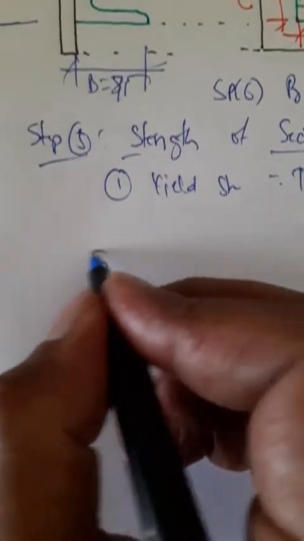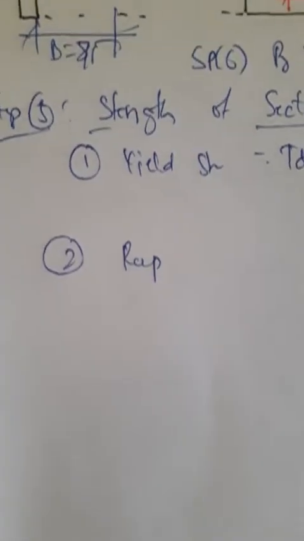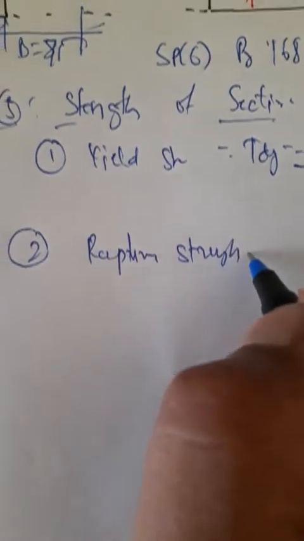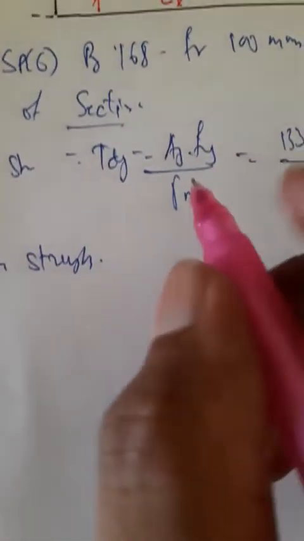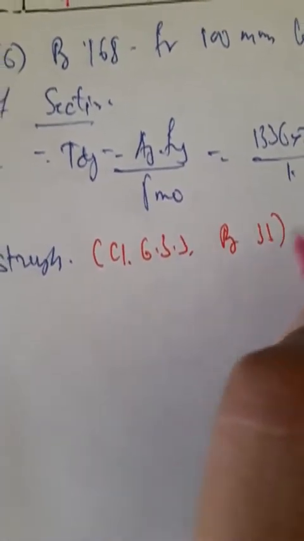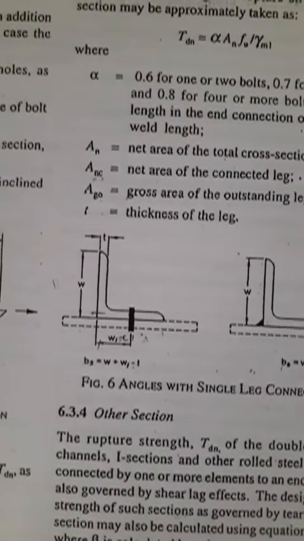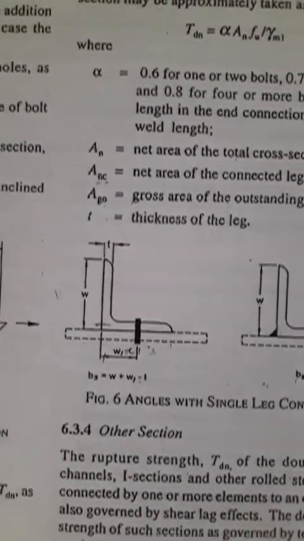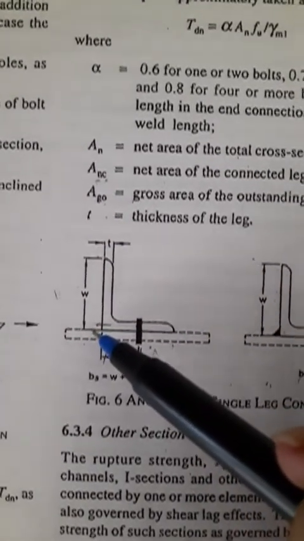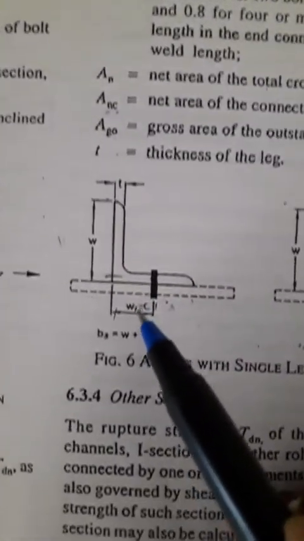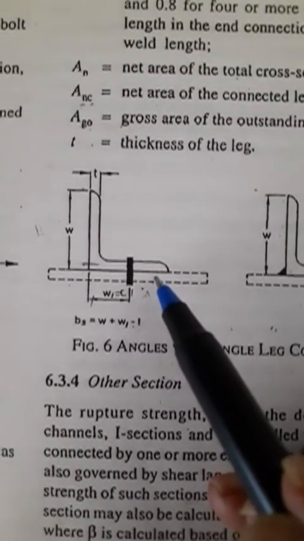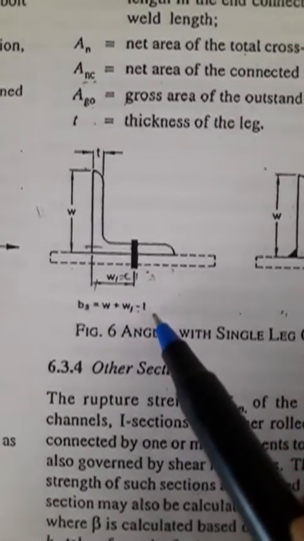Second, rupture strength. It is given in clause 6.3.3, page 33. So this is the code book. This w is the outstanding leg width, that is 75 mm. This wl is nothing but C, 40 mm. t is the thickness of the angle, 8 mm. So bs is w plus wl minus t.